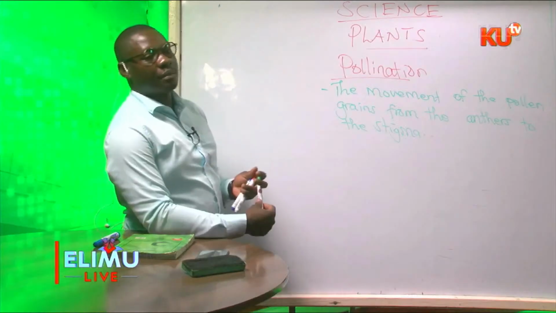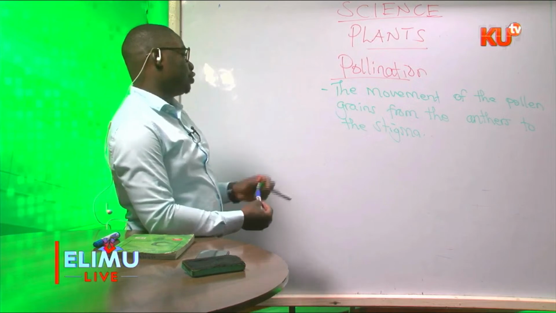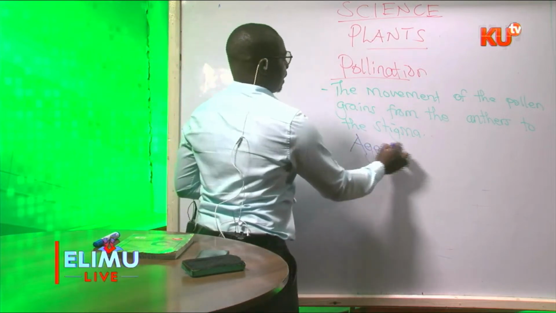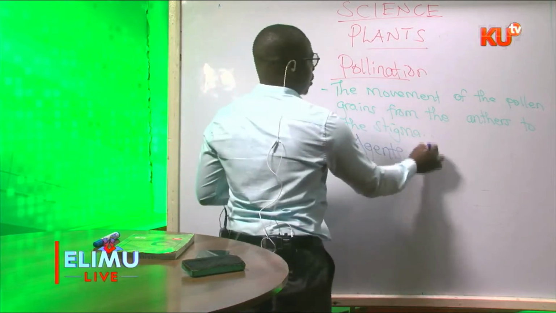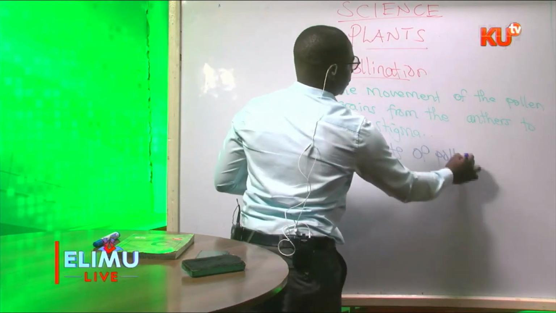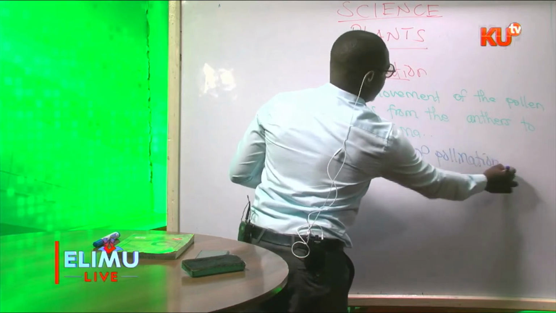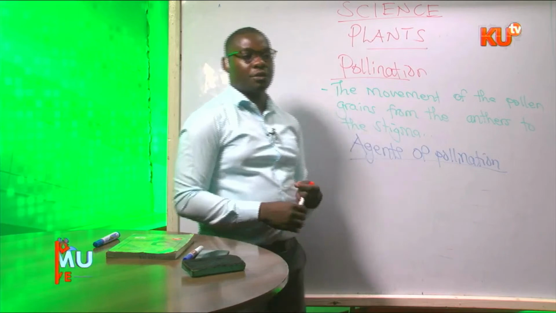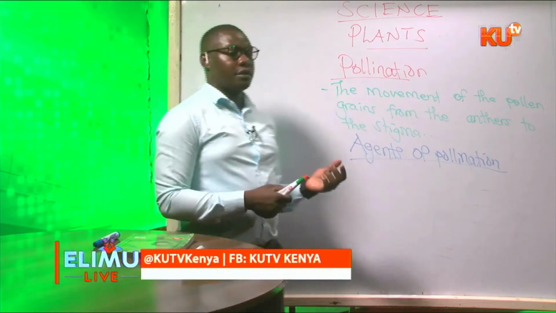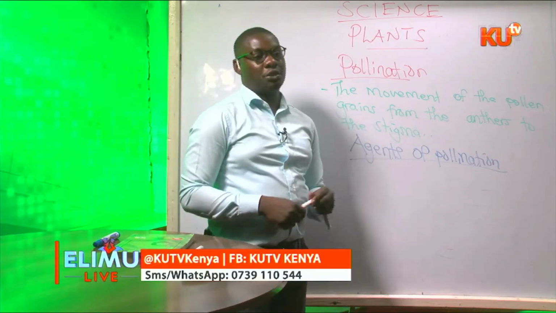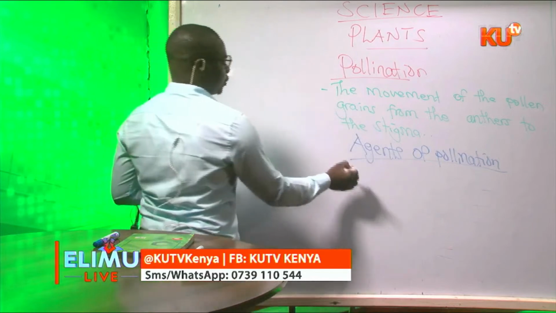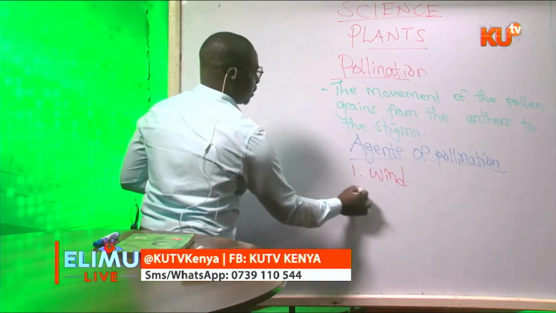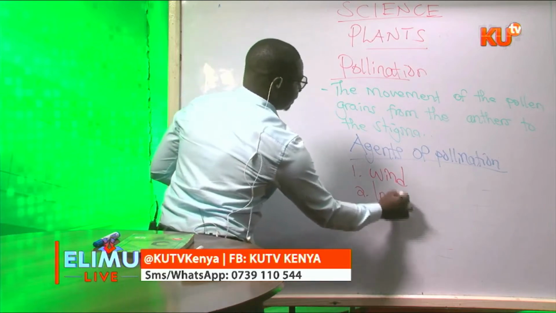There are things that make it possible for pollination to take place. We call them agents of pollination. So we have several, but we look at two mainly. So we have wind as an agent of pollination, and we will have insects.